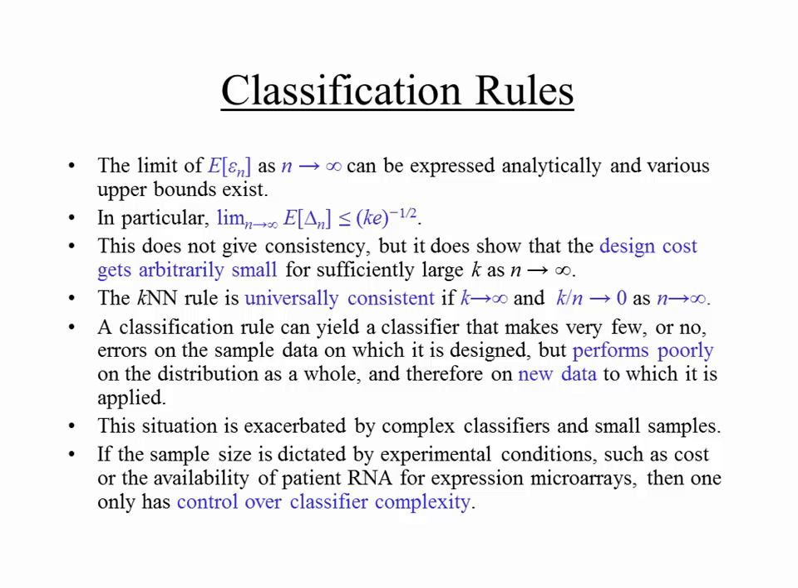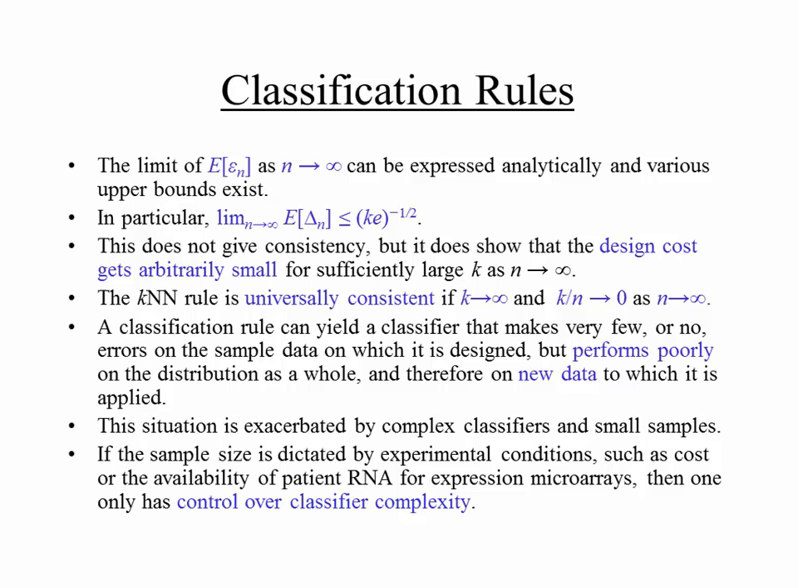A classification rule can yield a classifier which makes very few or no errors on the sample data on which it is designed, but performs poorly on the distribution as a whole, and therefore on new data to which it is applied. This situation is made more complicated by using a complex classifier, because a complex classifier will have a tendency to overfit the data. I'll give you an example in a few minutes. And this is especially so if you have small samples, and the sample size is dictated by experimental conditions, which it very much is in our case. Because we are looking at microarrays, it costs money to do biological experiments, and they're not going to generate tons of data so that you have statistical significance.